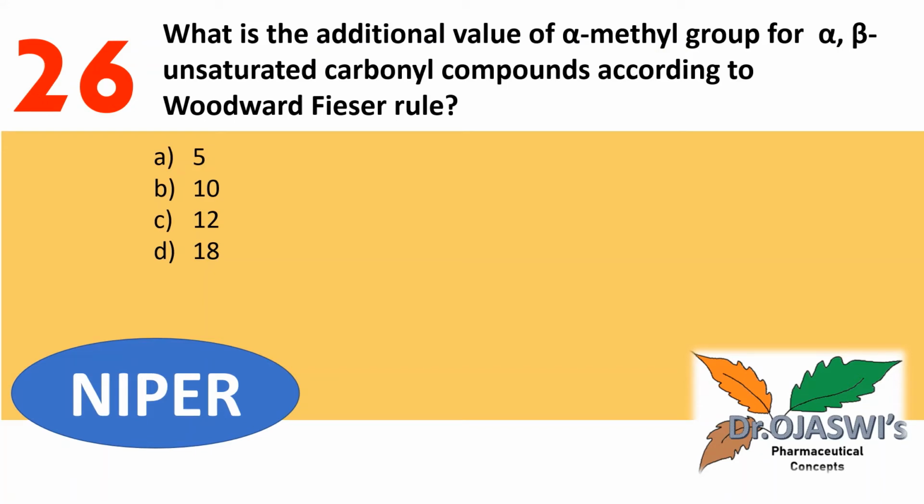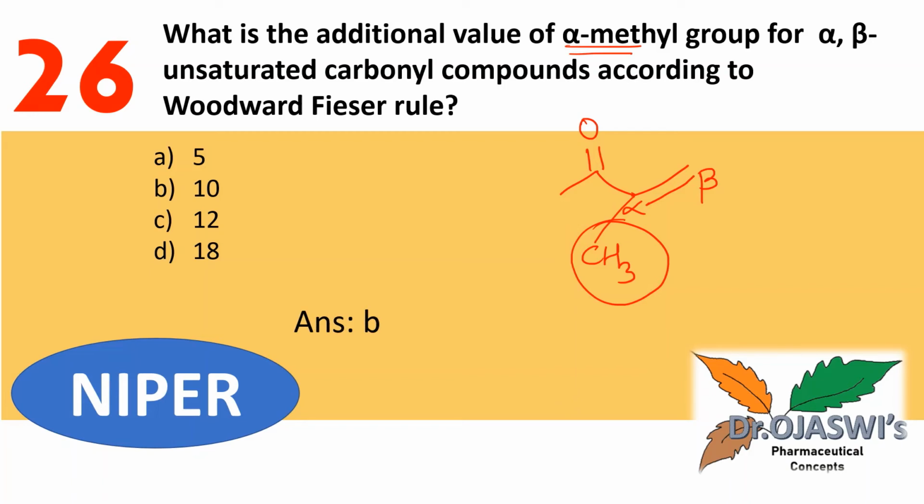What is the additional value of an alpha methyl group for alpha beta unsaturated carbonyl compounds according to the Woodward-Fieser rule? So the carbonyl group is here, with alpha beta unsaturation. If I add a methyl group at the alpha position, how much value will be added in the lambda max of the compound? That is the question. This is quite a straightforward question, and the answer for this is B, that is 10.